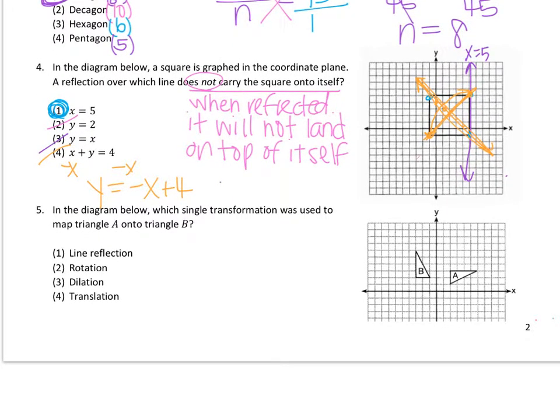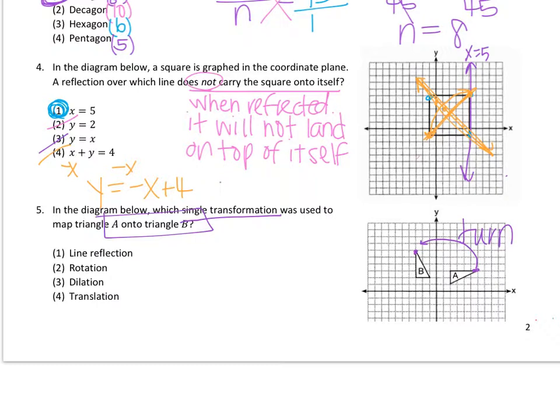Number 5 says, in the diagram below, which single transformation was used to map A onto B, triangle A onto triangle B. You can see here that this vertex at the very right is being turned to map onto the vertex at the very top here. Notice I said the word turn. One of these 4 choices means turn. If you want to pause the video for a second, choose the choice that you believe is occurring here, then replay.